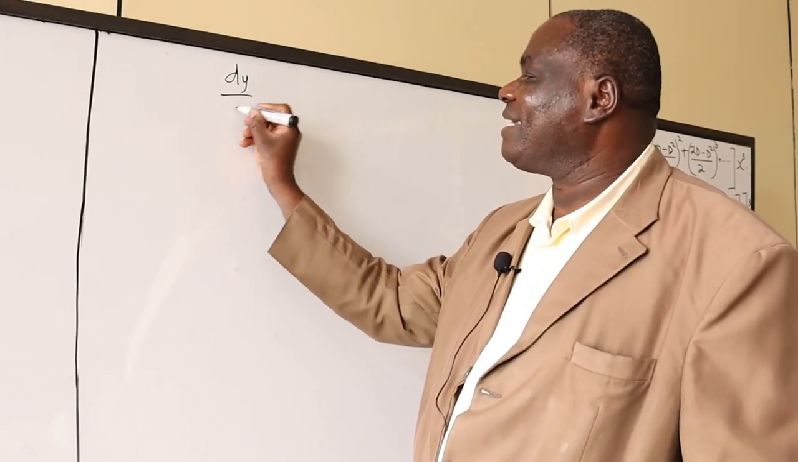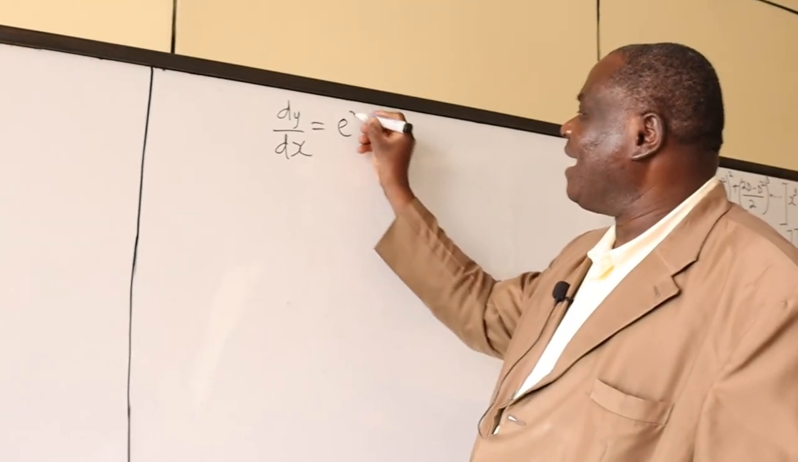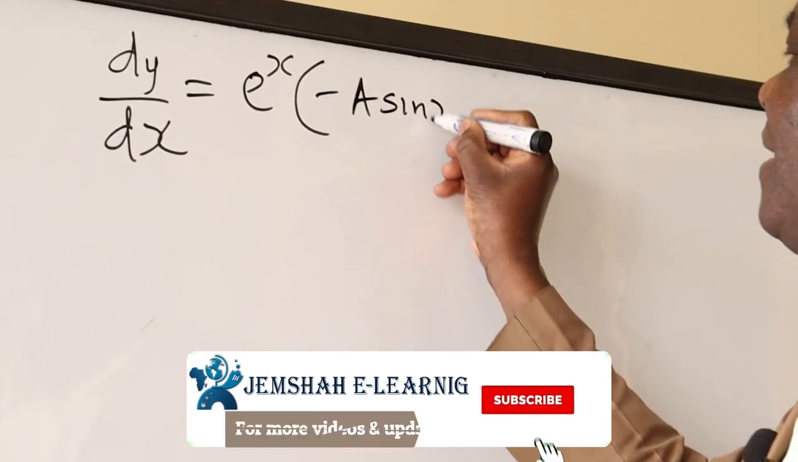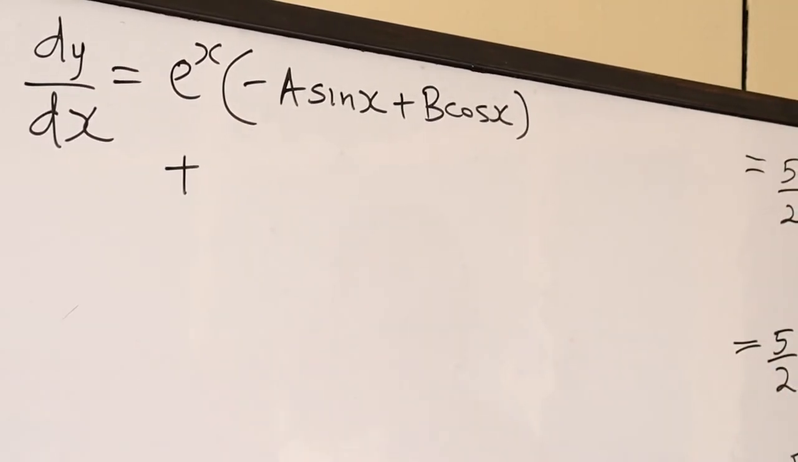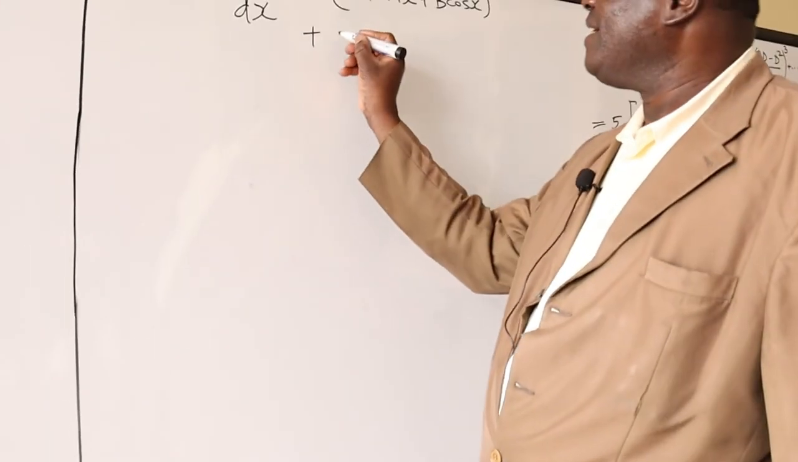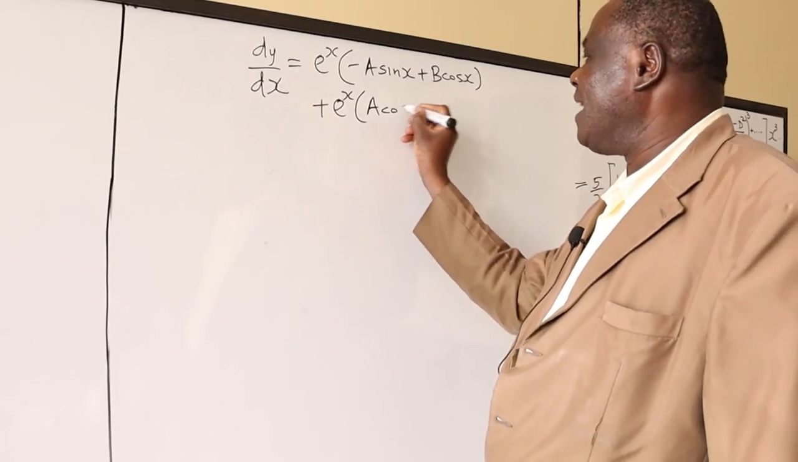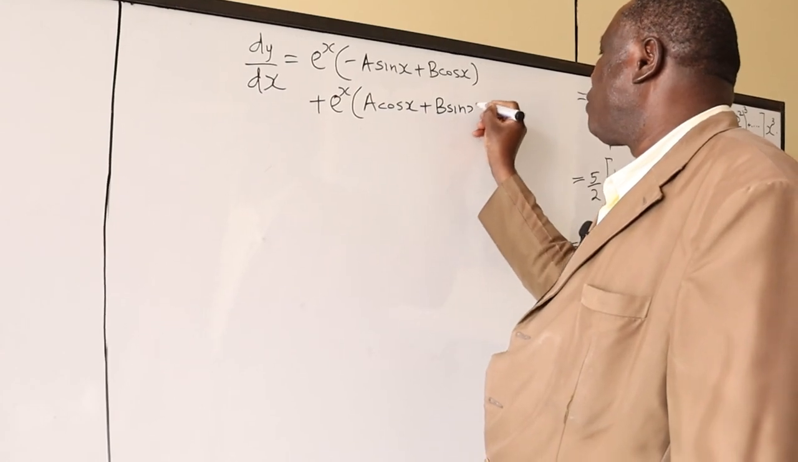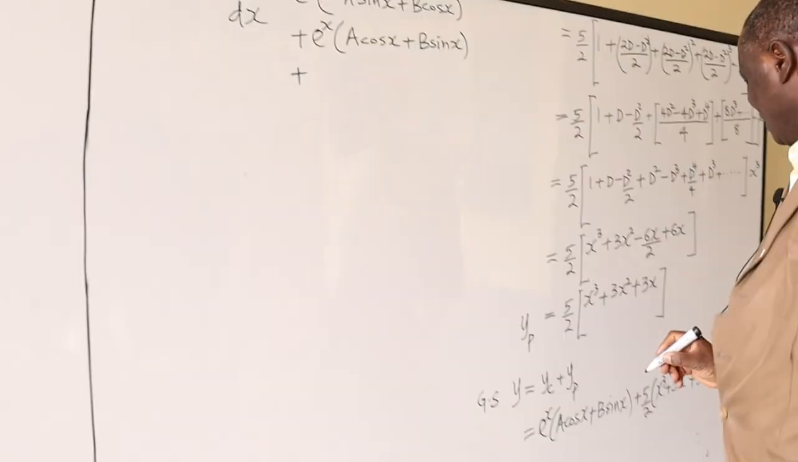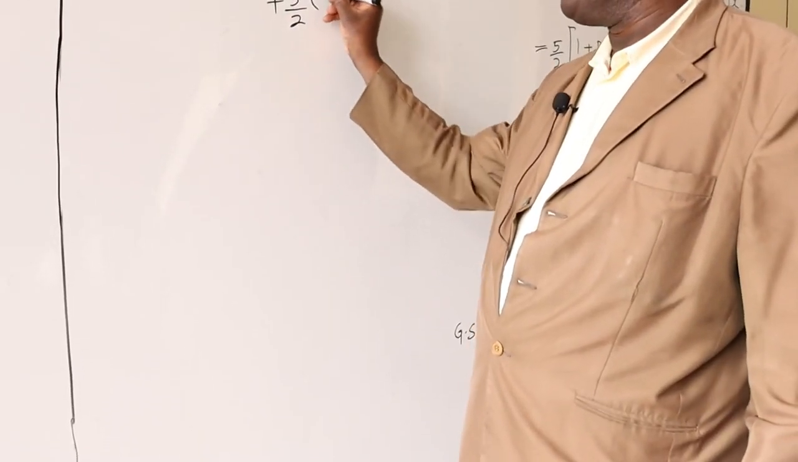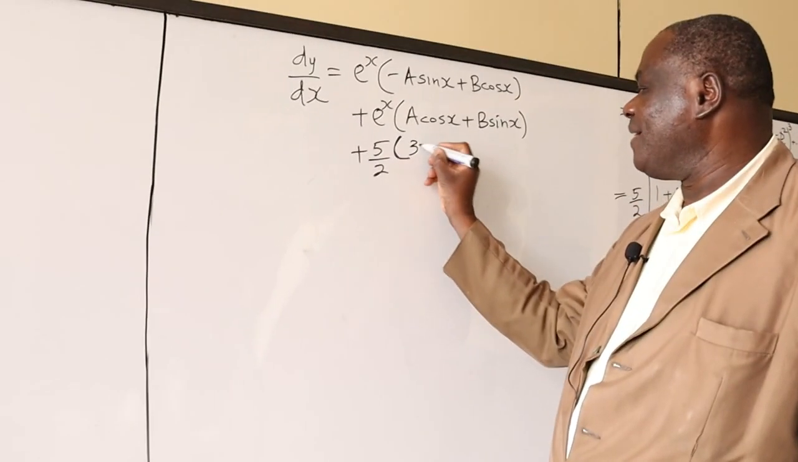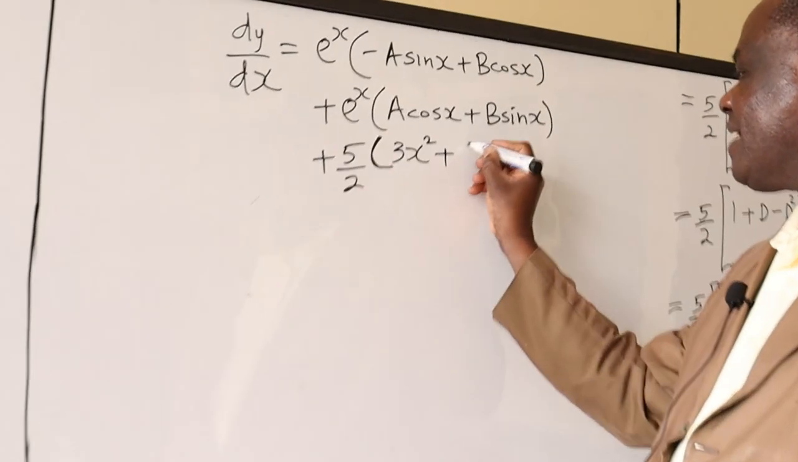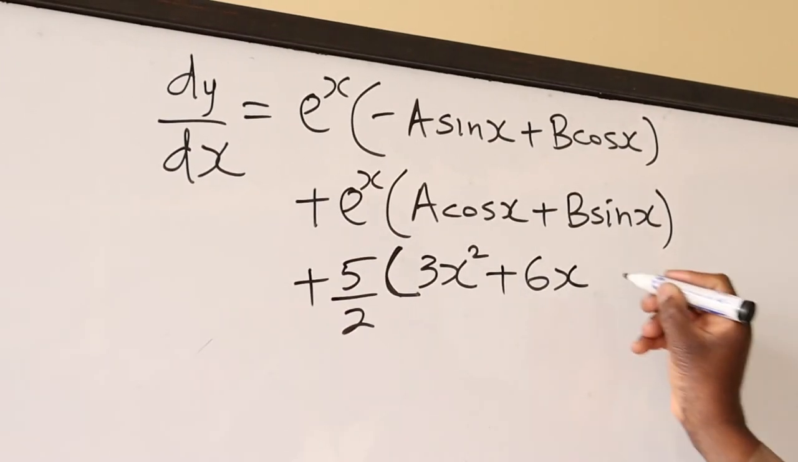So dy dx is equal to what? If we have y being equal to this, for dy dx we keep this constant and differentiate what is here. So it is e power x into minus a sine x plus b cos x, plus, we are now keeping what is inside this bracket constant, differentiating exponential x. We get the same exponential x into a cos x plus b sine x. Plus 5 over 2, we now differentiate x cubed. When we differentiate x cubed, we get 3x squared. We differentiate 3x squared, we get 6x. We differentiate 3x, we get 3.